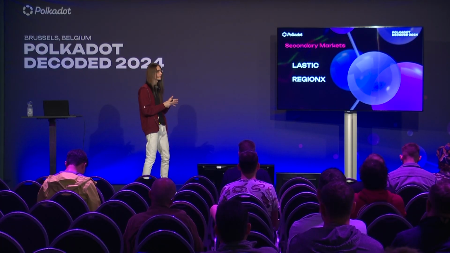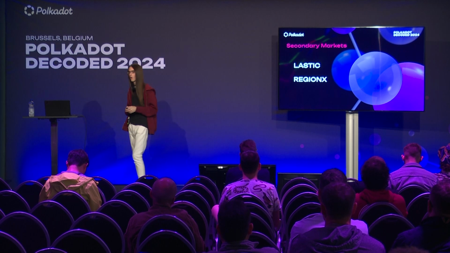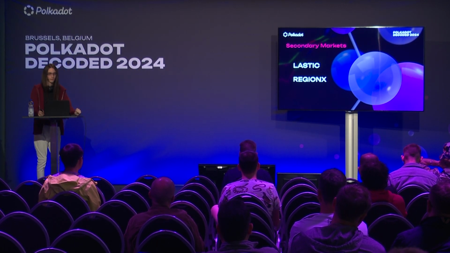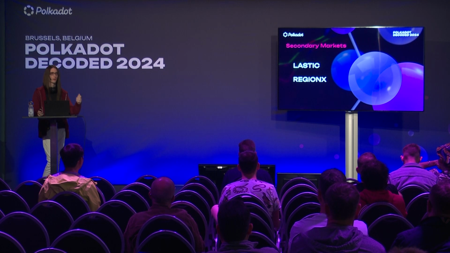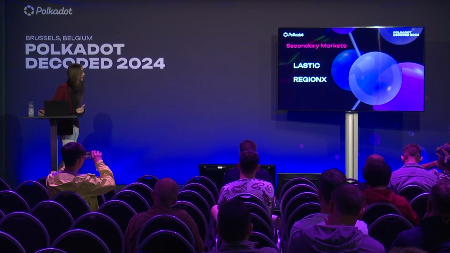And we have right now 2 main actors in the ecosystem building those interfaces for secondary markets. It's Lastic and RegionX. Hopefully, all of you are familiar with them, and I definitely recommend checking those out. They will be opening a lot of functionality to buy Coretime, trade it, manipulate it, create orders for it, automate your renewals. So this will probably be the primary way of interacting with Agile Coretime.